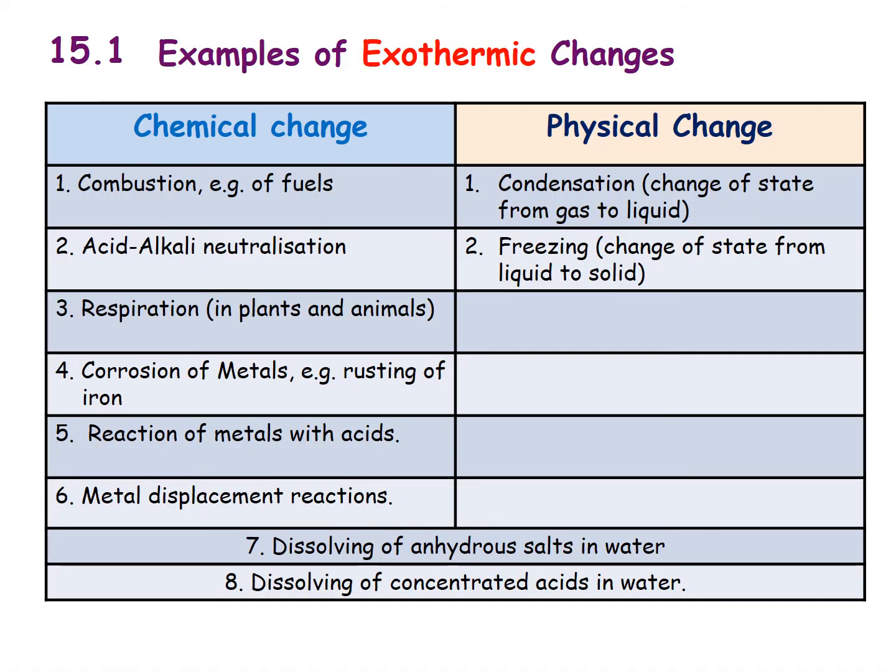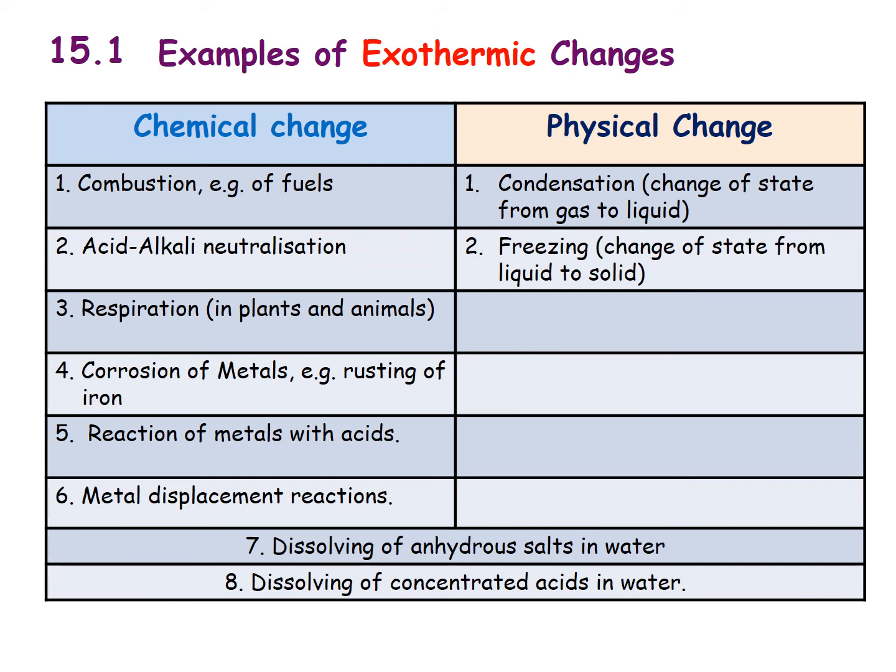This slide shows many examples of exothermic changes, but I will just highlight some of them. An obvious example is burning or combustion, because during burning or combustion, heat is given out to the surroundings. Now, an acid-alkali neutralization is also exothermic. So if you mix acid and alkali together, heat is given out, and if there's a thermometer in the mixture, the temperature will rise.